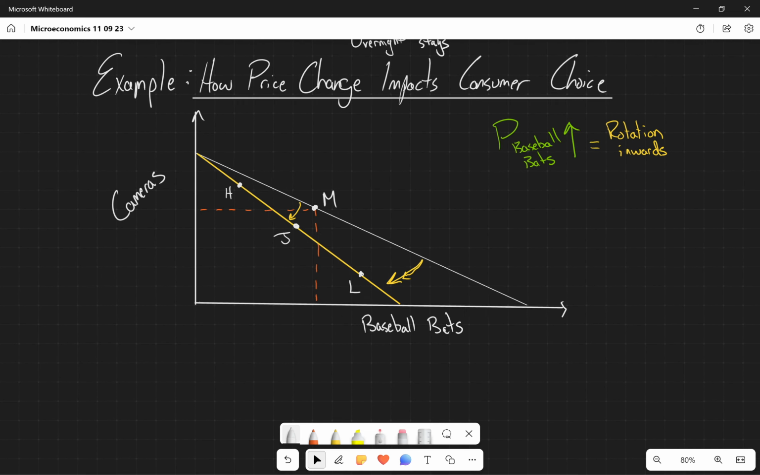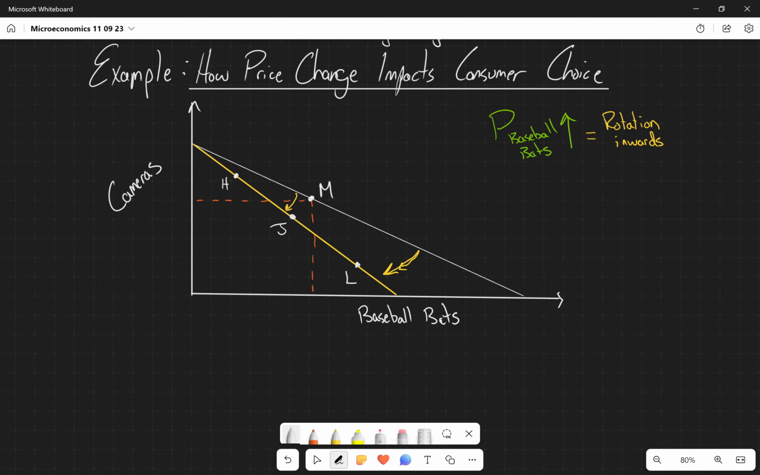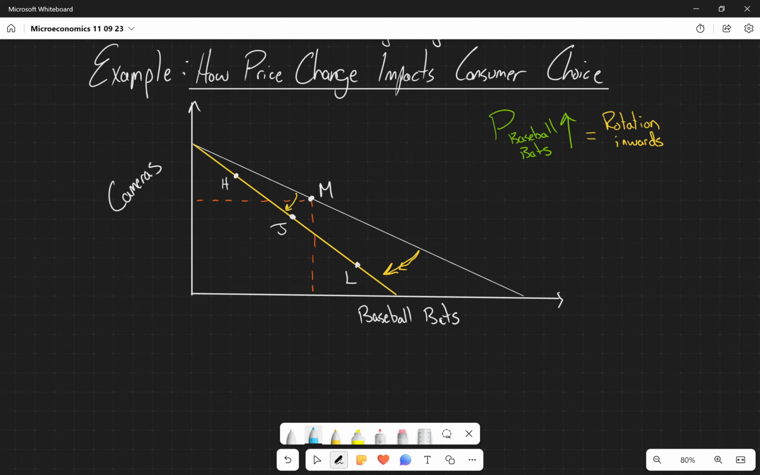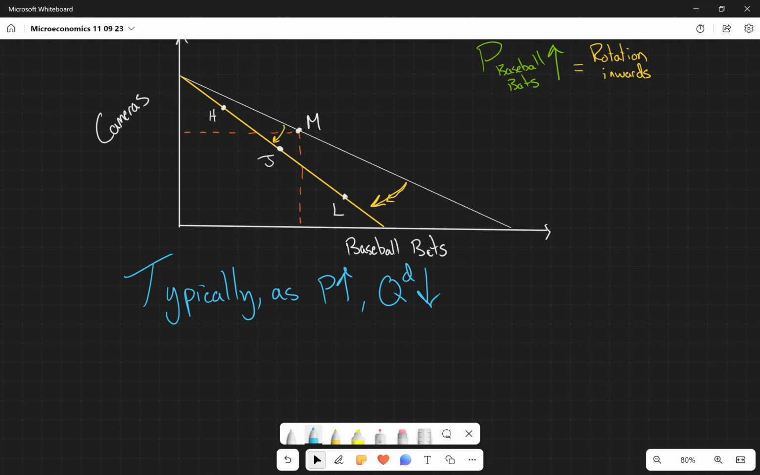So when we're talking about price changes, there are a couple of reasons why people typically consume less of the product with a higher price. So let's talk about that right now. So typically, right, we're going to be in this region or this region. We're not typically going to be in a situation where the price increases and we're going to increase the amount of baseball bats from M to L, right? So our typical response as prices increase, the quantity demanded for that good decreases, right? That's our law of demand. That's just our law of demand.